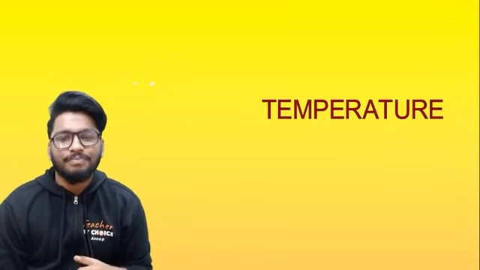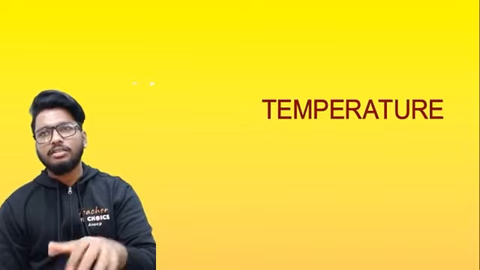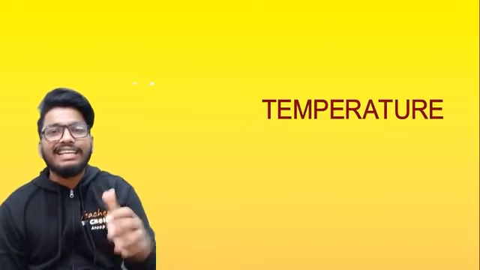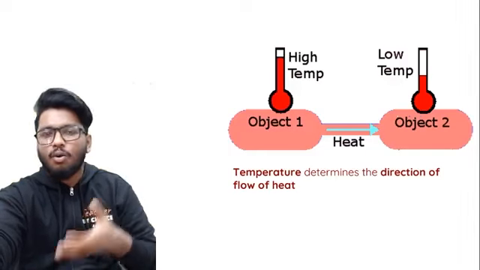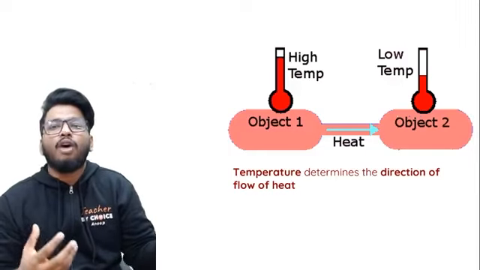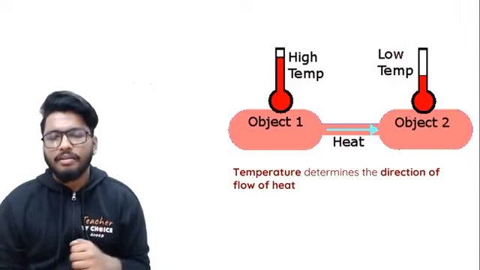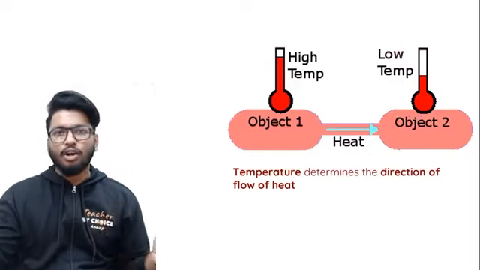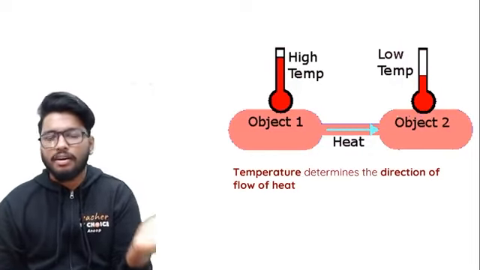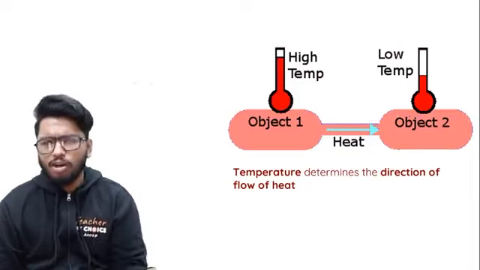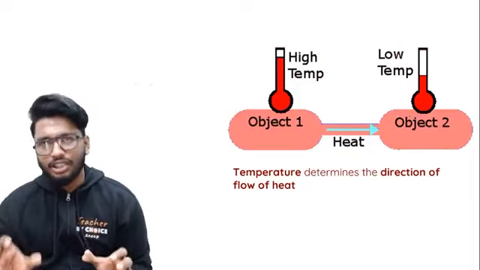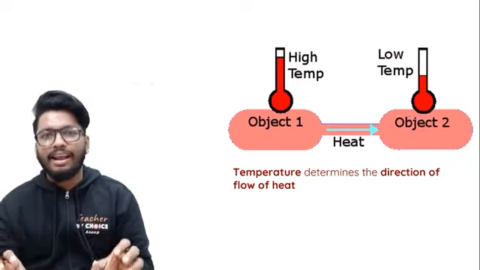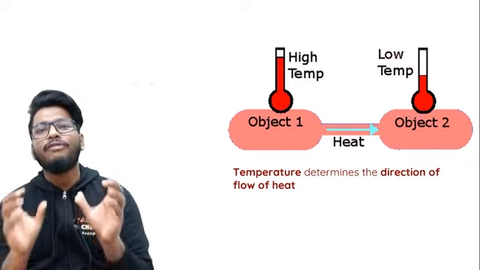What is temperature though? In simple words, temperature is the degree of hotness or coldness of an object. It tells you how hot or how cold an object is. Now, when you talk about heat energy, like I told you, it always flows from a higher heat energy, or from a hot object to a cold object. So temperature will help you determine the flow of heat energy.